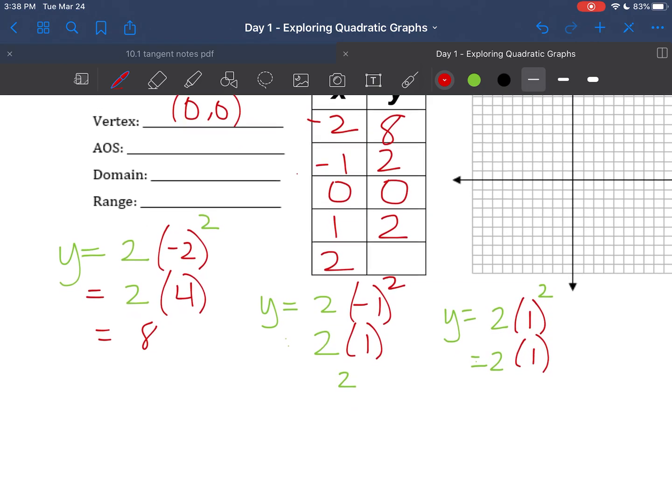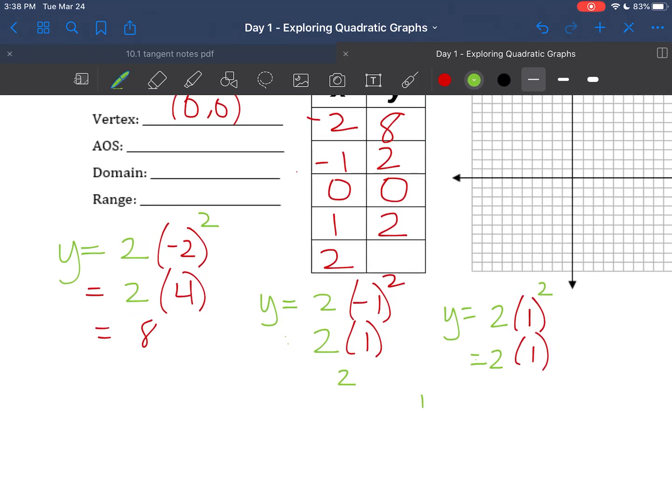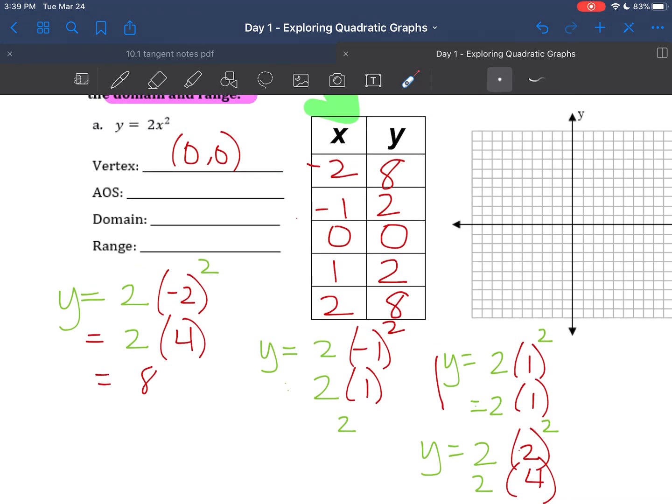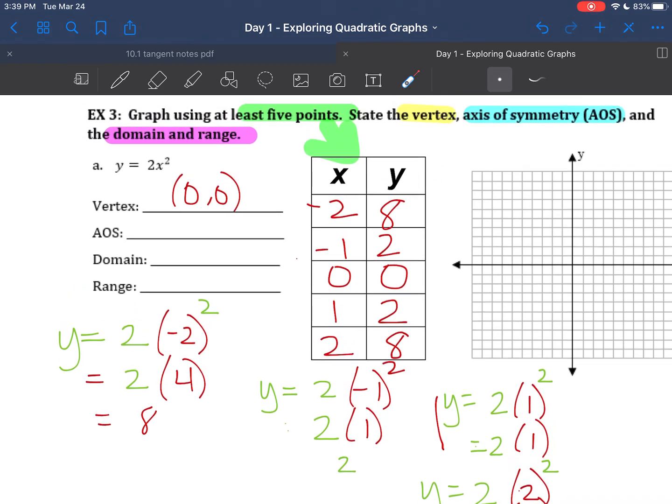And then if I do one more, I'm going to plug in positive 2. So I'm going to have y equals 2, and then I'm plugging in a positive 2 here. When we do the math, 2 squared is 4. So I'm going to have 2 times 4, and 2 times 4 is 8. Now, I want you to notice the symmetry. 0, 0 is my vertex. When I plug in negative 1, I get 2. When I plug in positive 1, I get 2. When I plug in negative 2, I get 8 and 8. All right, so let's graph that.